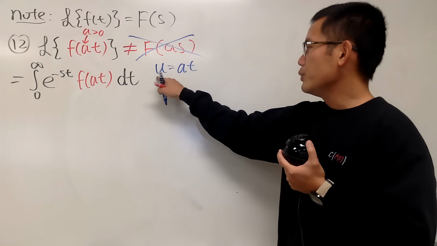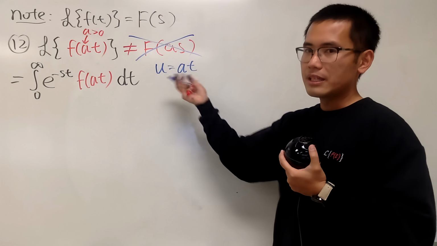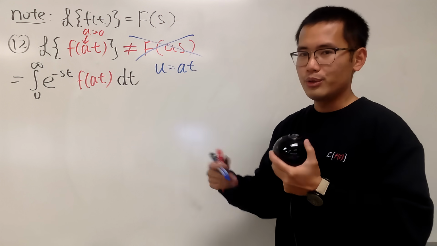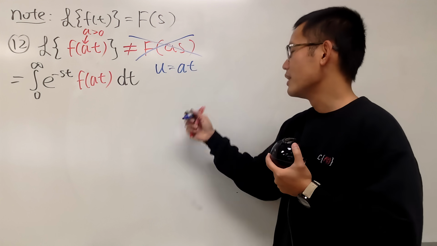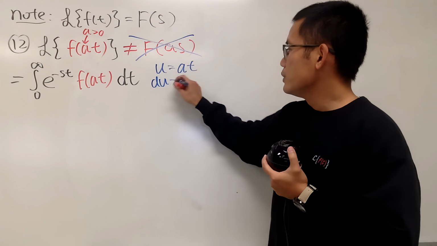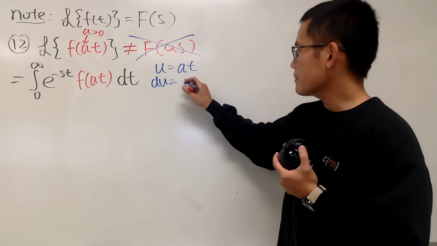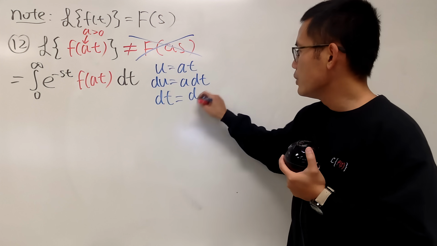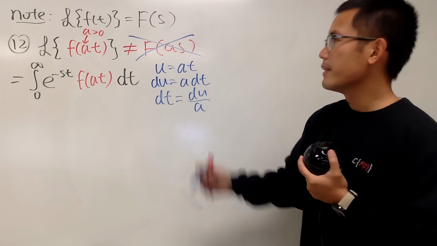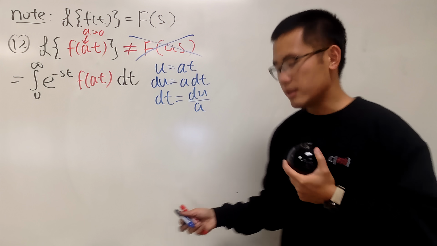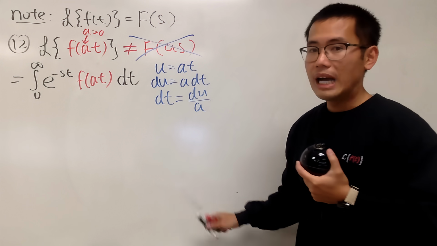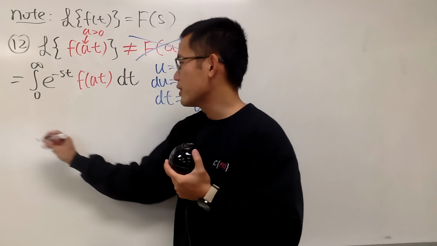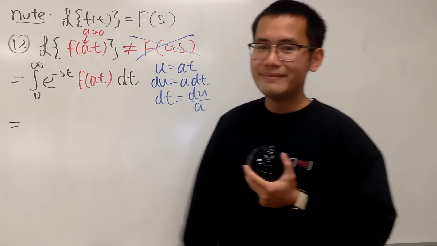Anyway, u is equal to at. Sometimes a is not greater than 0. You can use some properties, and in fact, it's still true anyway. By the way, du is equal to the derivative of this, which is a dt. dt is equal to du over a. And again, we have the condition a is greater than 0. This is why we have to have that condition to make our proof easier.